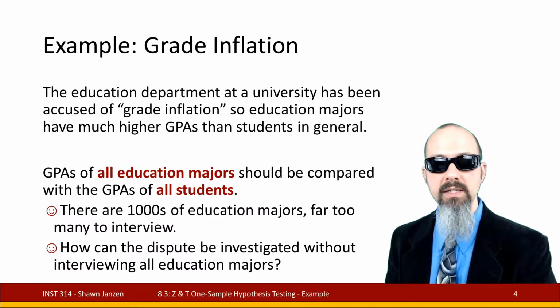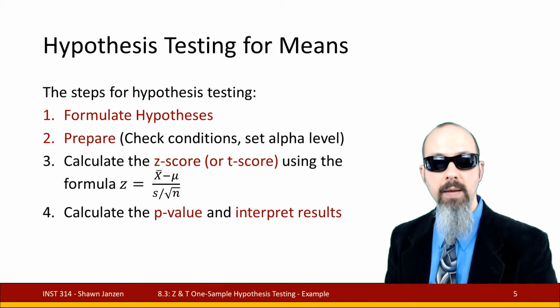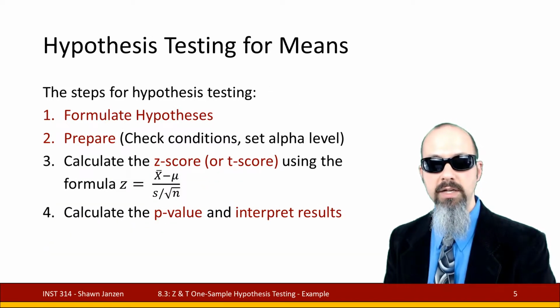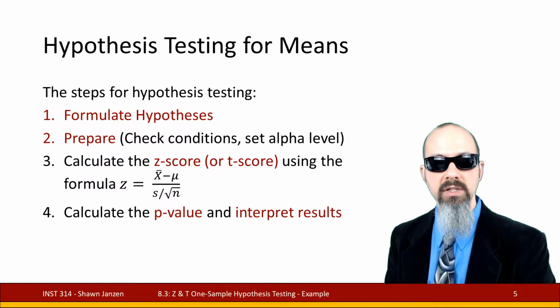So let's go ahead and check through our steps: formulate the hypotheses, prepare and check the conditions, set our alpha level, calculate the Z or T score using the formula, Z equals x bar minus mu divided by the standard deviation, which is divided by the square root of n, calculate a p-value, and interpret the results.